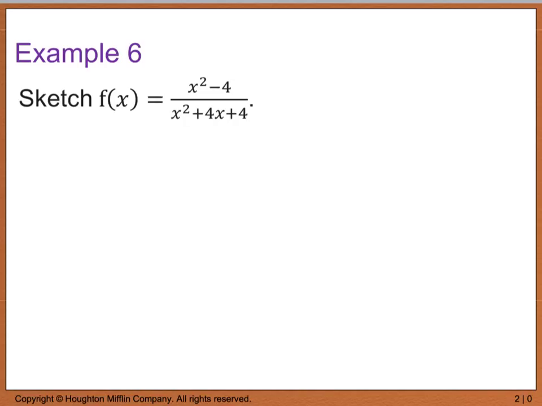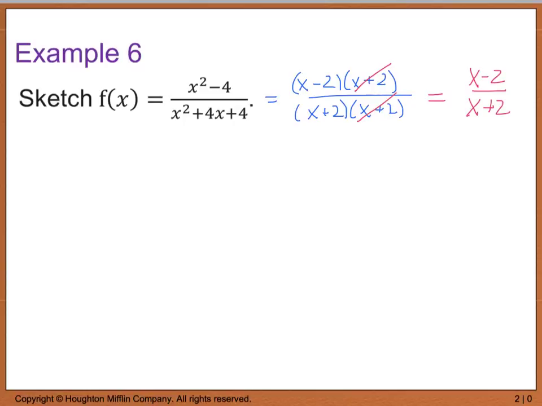And now for our last example for part 1, we have the function (x squared minus 4) divided by (x squared plus 4x plus 4). Immediately you should notice that you can actually factor this into (x minus 2)(x plus 2) divided by (x plus 2)(x plus 2). So one of the x plus 2 factors is going to cancel, and this is going to leave us with (x minus 2) divided by (x plus 2).